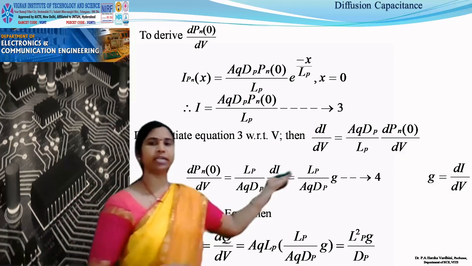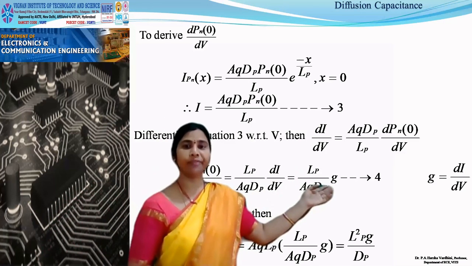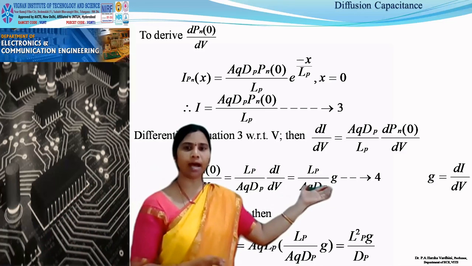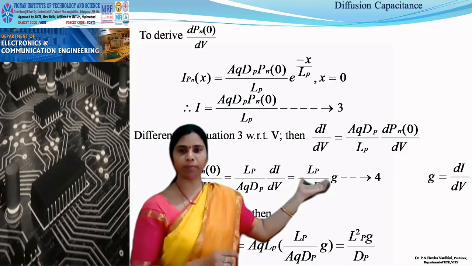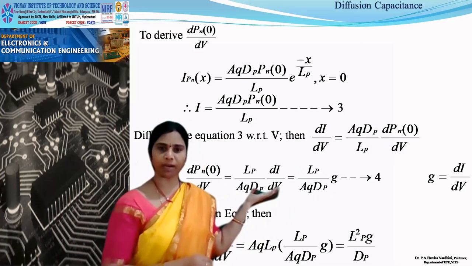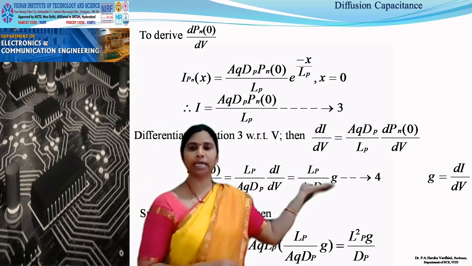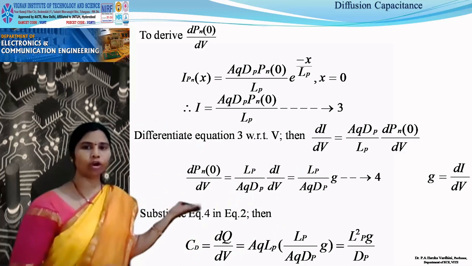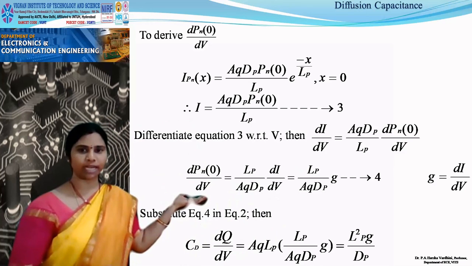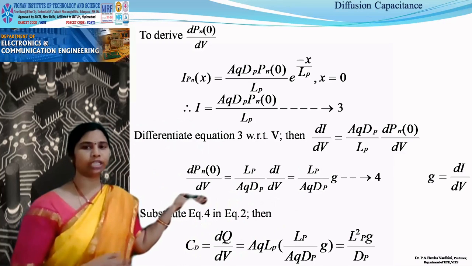So you are representing conductance value G. If it is a static value, capital R, capital G. As you are representing a dynamic value, that means dV by dI, you are representing it as r. It is 1 by r value. So dI by dV is 1 by r. 1 by r, I am indicating it as G value. So now, as you have got what is dpn of 0 by dV, now you substitute in the second equation.